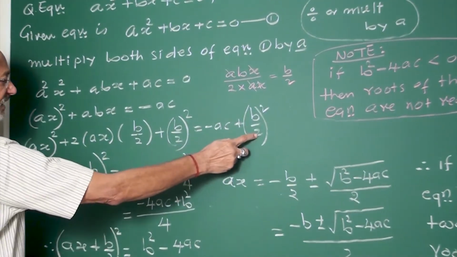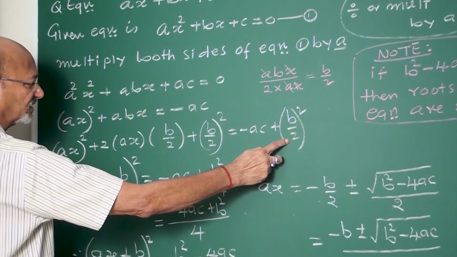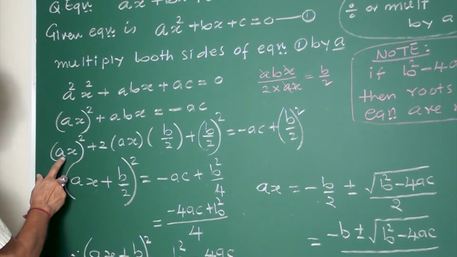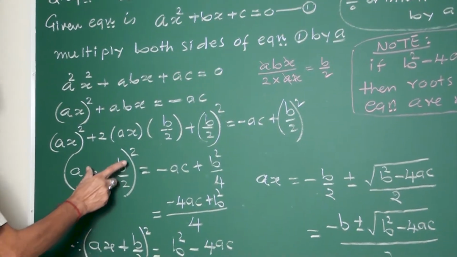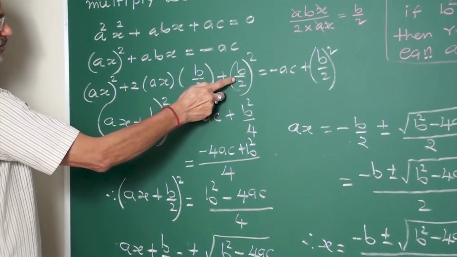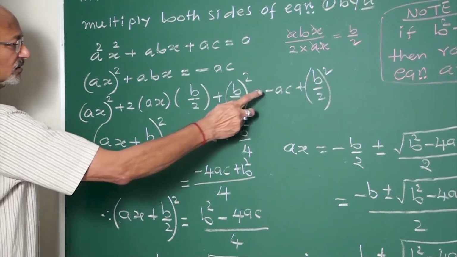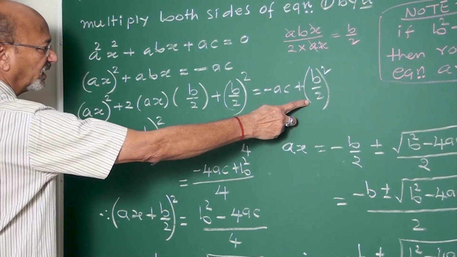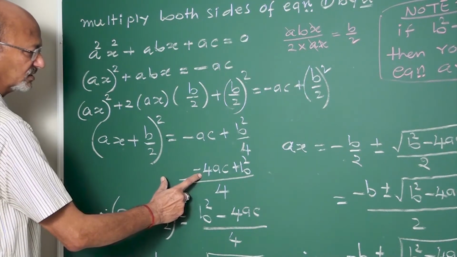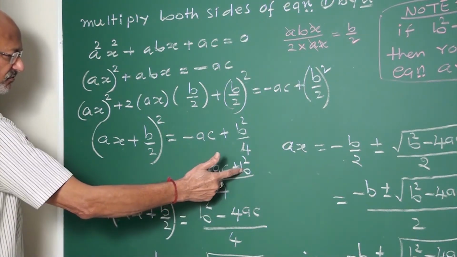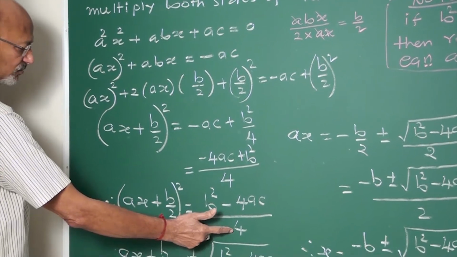This is added on both sides, LHS as well as RHS. A square plus 2ab plus b square is nothing but a plus b the whole square. First term plus second term the whole square equals minus AC. Simplify. B square by 4 cross this. Rewrite: first b square minus 4ac upon 4.